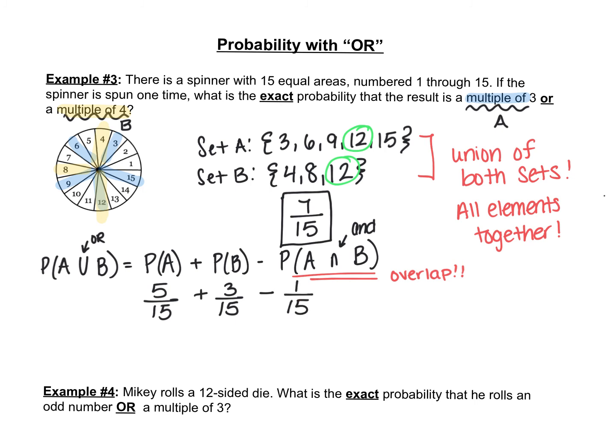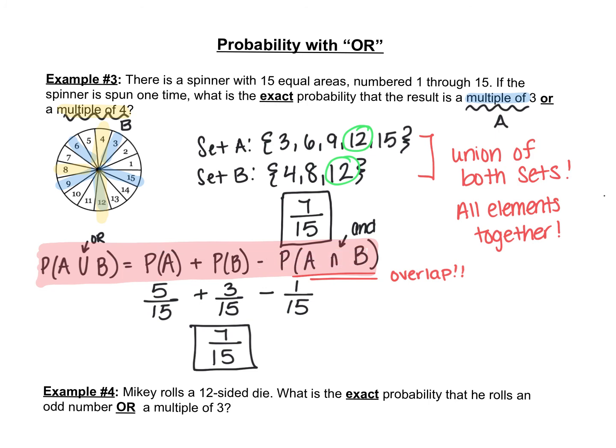So if we add these up, 5 plus 3 is 8. 8 minus 1 is 7. So that is how we prove it using the formula: 7 out of 15. You want to get used to this formula. I know it's new, and it might be a little confusing, but this formula for OR is something we're going to use a lot in class in the next couple of weeks or so. So make sure you have this written down if you don't already have it.